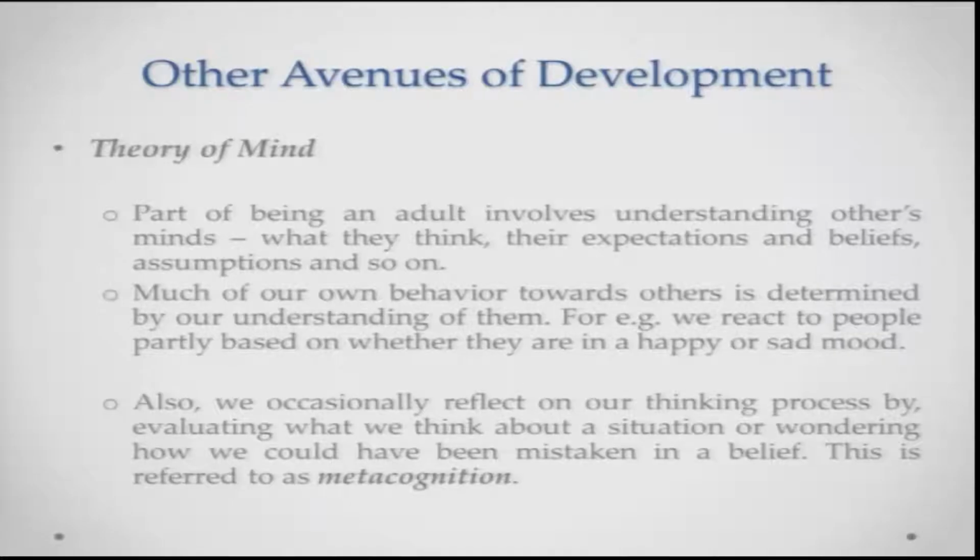So when you're talking about cognitive development, when you're talking about the overall development of an individual, these are also skills that we should look at, at how the development of these skills is happening. Part of all of what I was just talking about comes under this bigger concept of theory of mind. Another term for this is metacognition. We occasionally reflect on our thinking process as well, by evaluating what we would do in a particular situation, or wondering how we could have been believing in something that was not correct. So we are also looking at ourselves in some sense. That is referred to as metacognition.